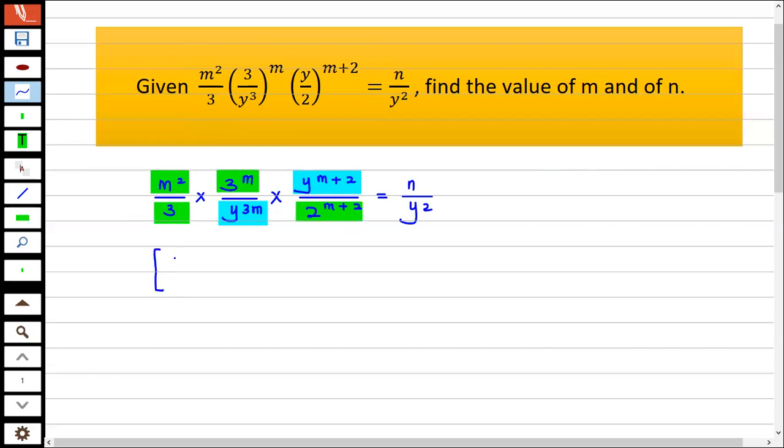So it's m square over 3, times 3m, times 1 over 2m plus 2.